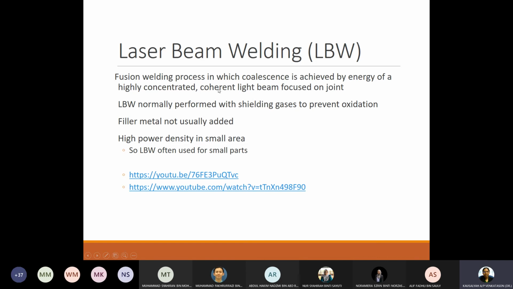Okay, the next process is laser beam welding. It is a fusion welding process in which coalescence is achieved by the energy of a highly concentrated coherent light, laser, beam focused on the joint. This is normally performed with shielding gases to prevent oxidation. Filler metal is usually not added. High power density in small areas. So we look at this.